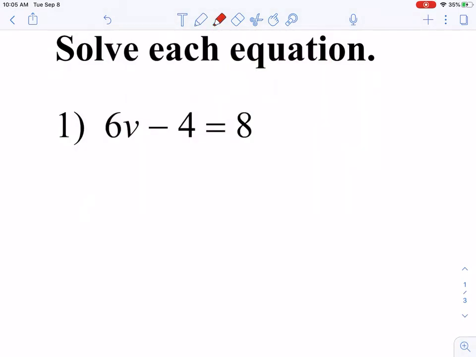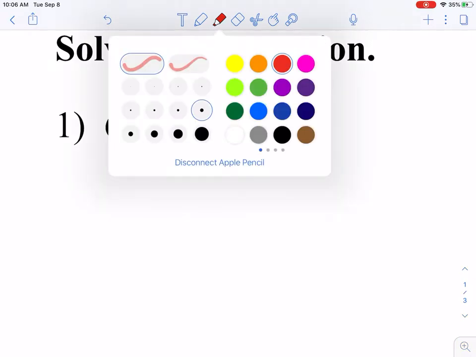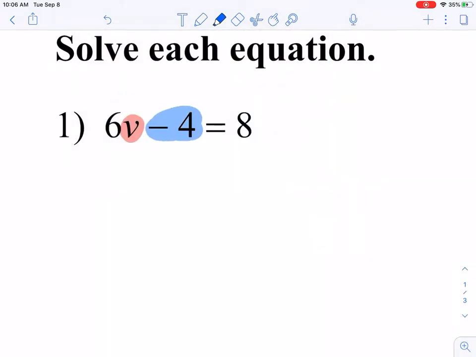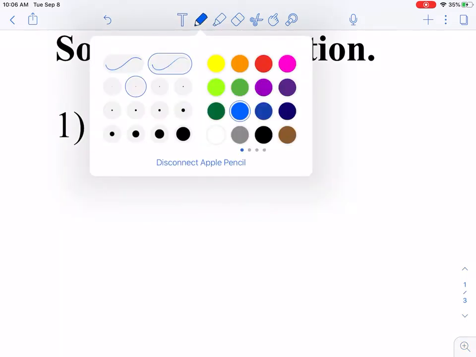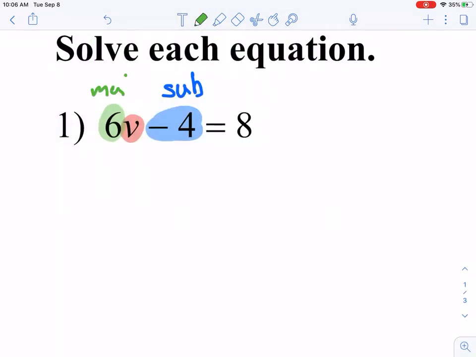In number 1, we are looking to get v by itself. It's currently being subtracted by 4. So I'm going to make a little note here that this is subtracting. You don't have to write this, but I do want to note that 4 is subtracting. And then we also have this 6, which I'll make green here. And that 6 is multiplying with v. So in terms of how they are affecting the variable in red here, 6 is multiplying with it and the 4 is subtracting from it.